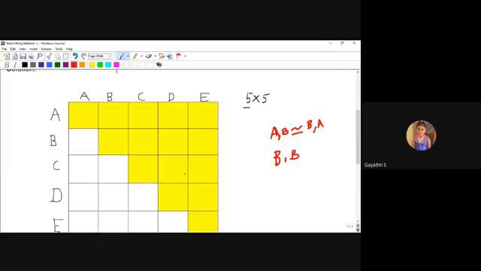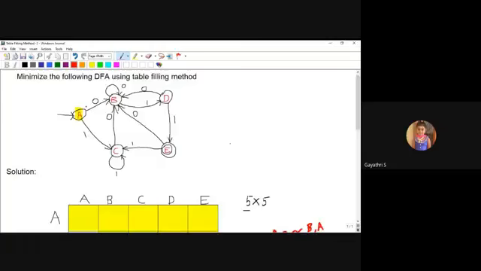So here, the first unmarked pair is B comma A. Coming to your diagram, B and A.